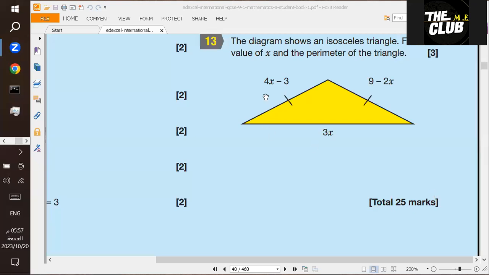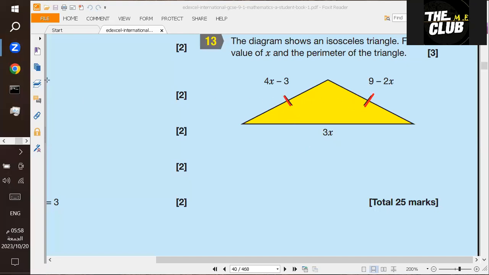Now, question 13. Here, the diagram shows an isosceles triangle. Find the value of x and the perimeter of the triangle. So, first, we need to find the value of x. And this is an isosceles triangle, so we're going to use the rule of what? Of isosceles triangles. In isosceles triangles, there are two equal sides. It's obvious which sides are equal: the ones that have lines like these. These lines mean that these two sides are equal.